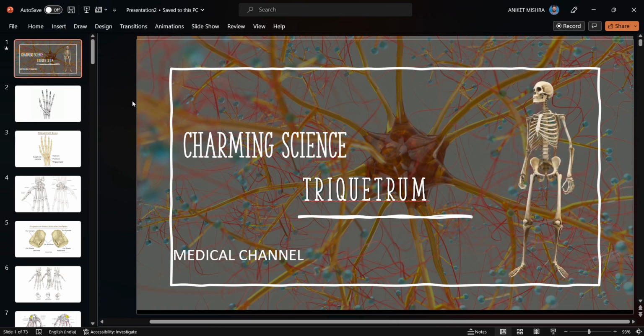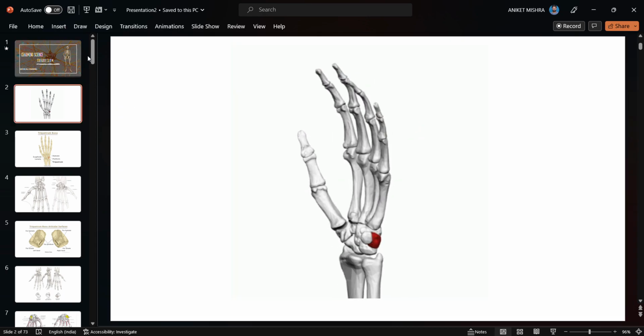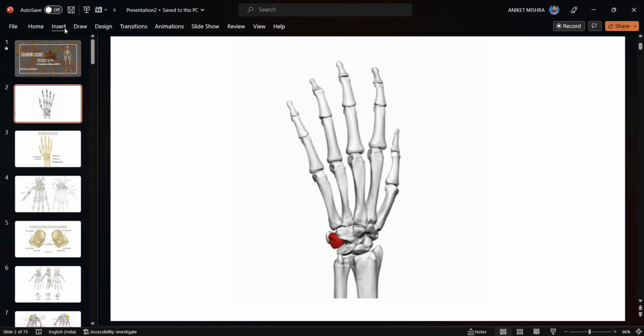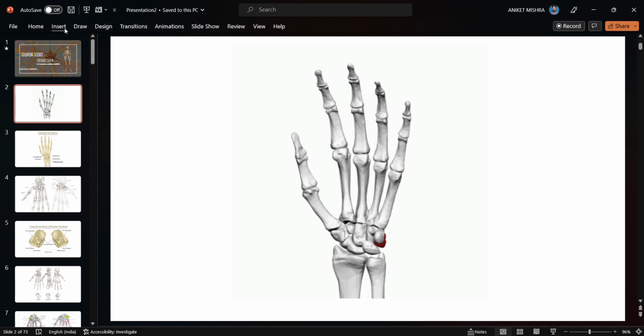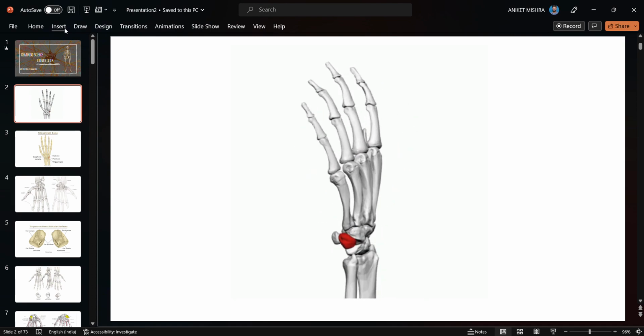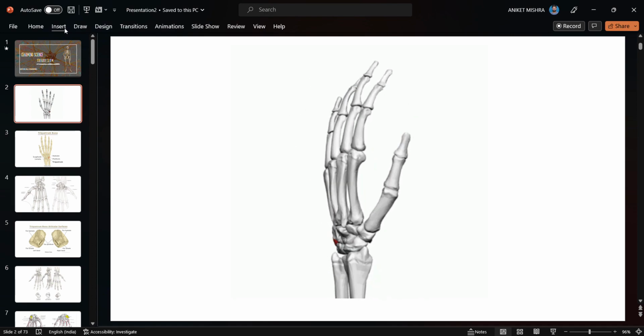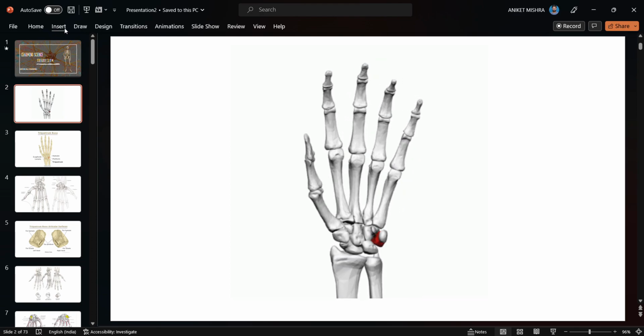Today we are going to talk about the bone triquetrum. The triquetrum is one of the 8 carpal bones of the hand. It is a three-faced bone found within the proximal row of carpal bones.